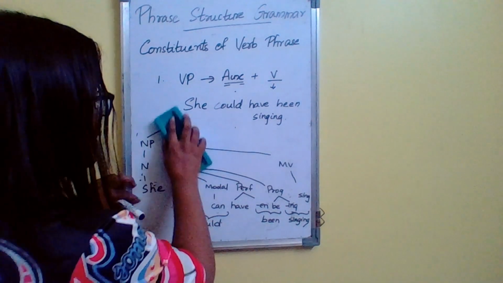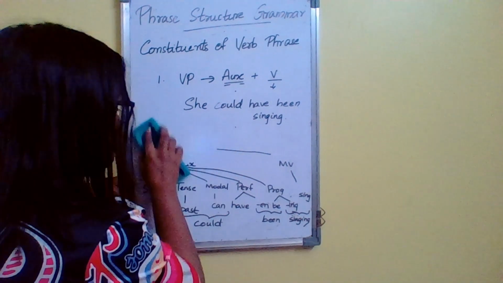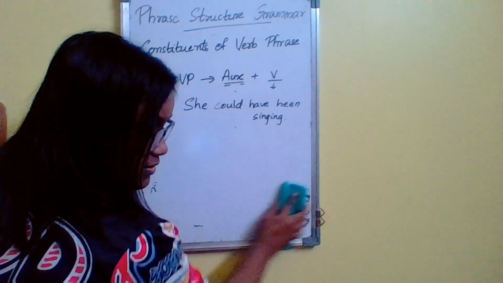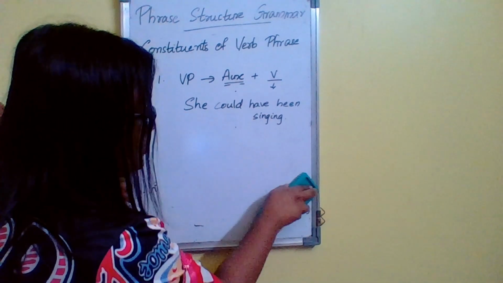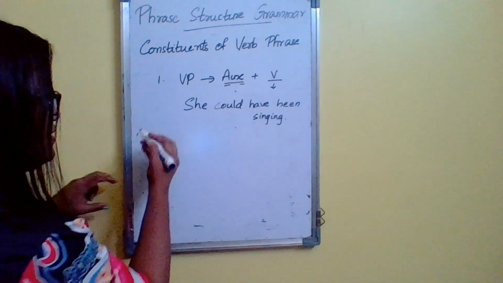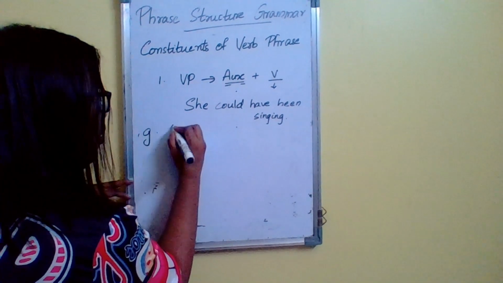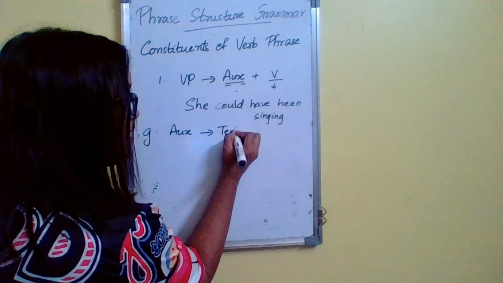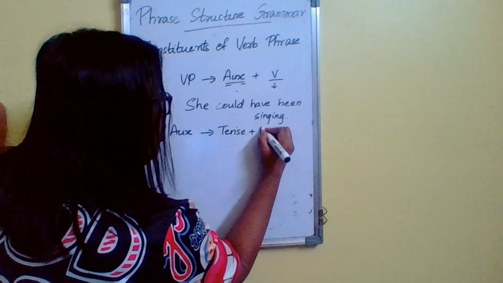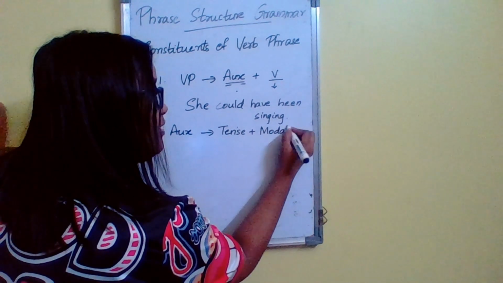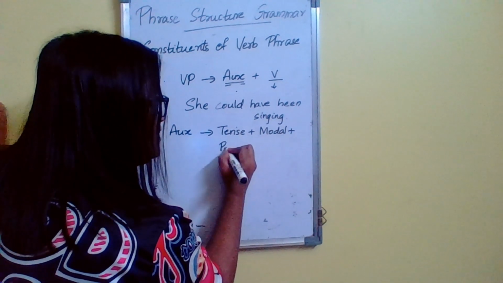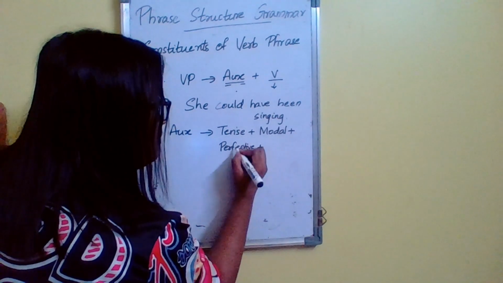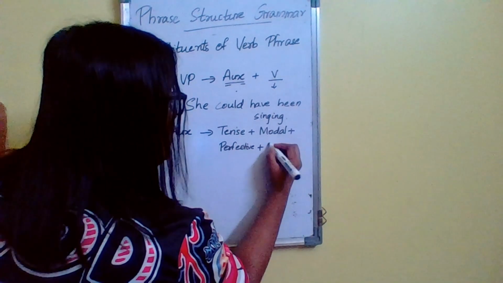So let's rewrite the possibility of what can constitute an auxiliary. So the 7th possibility of an auxiliary is tense plus modal plus perfective plus progressive.